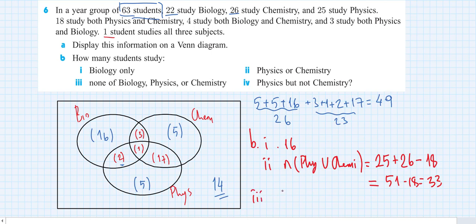In part 3, they're asking me for none of biology, physics, or chemistry, the other students who do not take these subjects. So as we can see, it's 14 students who take other subjects.